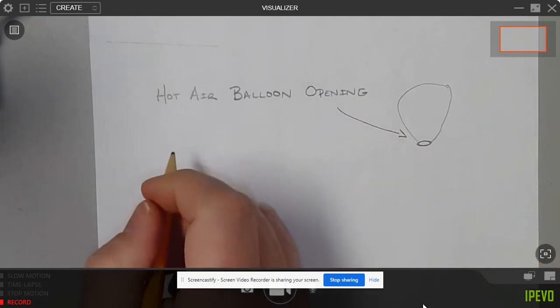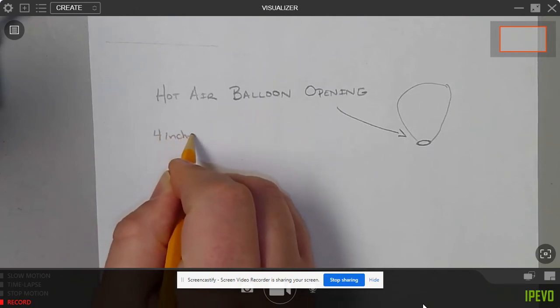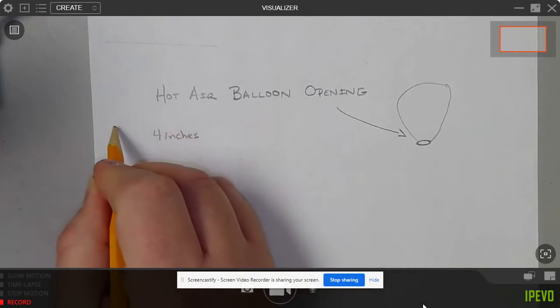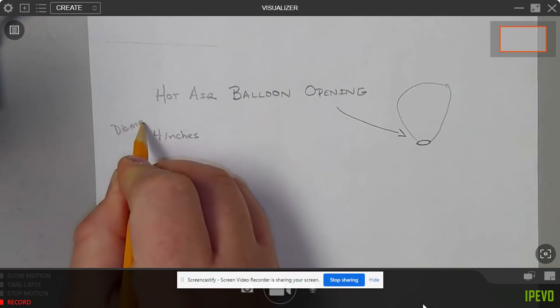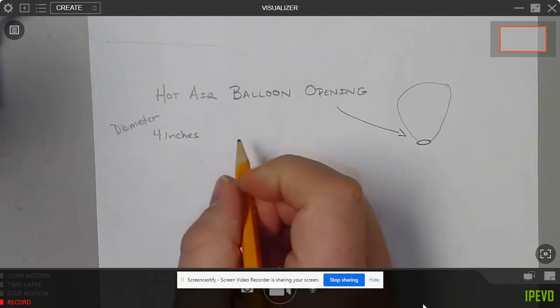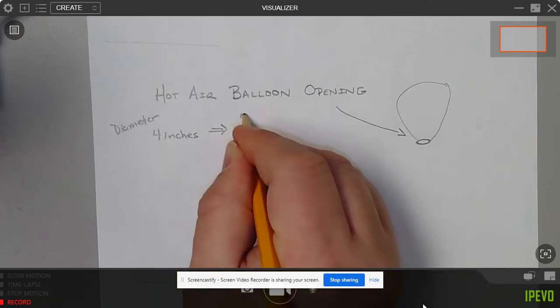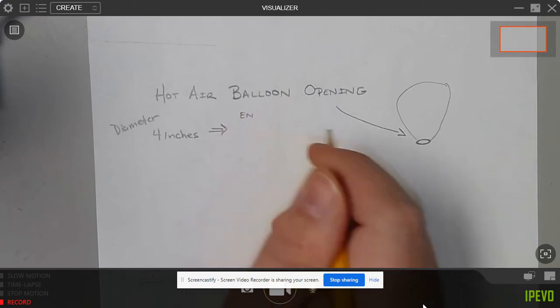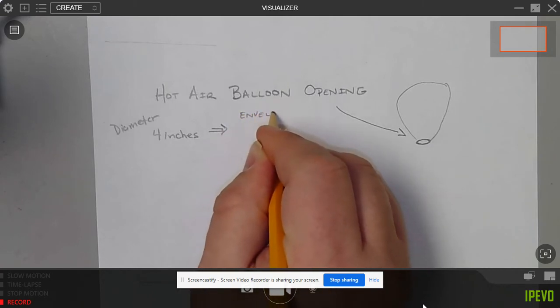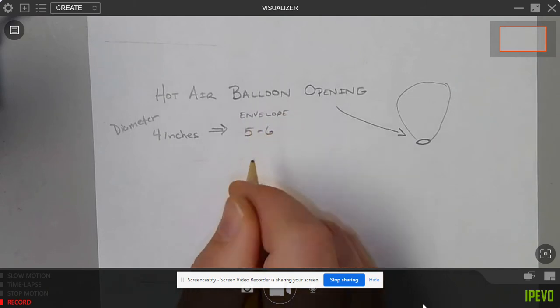And we already said that I've put a reducer in, which is 4 inches across. That is the diameter. Now, we need this to be a little bit bigger. I suggested that sort of means that our envelope should probably have a 5 to 6 inch opening.